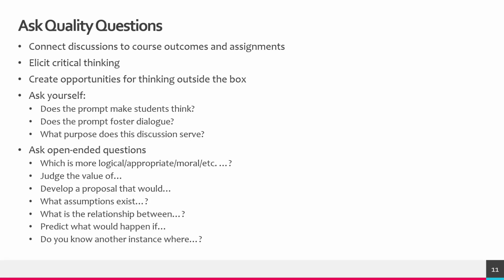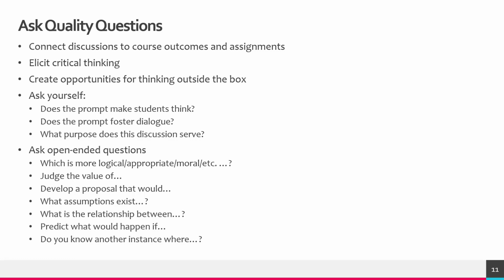But asking yourself a few questions about your discussion prompts can help you recognize whether it's going to elicit critical thinking, whether it's an open-ended question, and also what purpose it serves. So that is one question: what purpose does this discussion serve? If your answer is not anything related to the course outcomes, or trying to challenge students to think outside the box or apply the content to their own real experiences, maybe that discussion isn't really serving a purpose. Does the discussion prompt foster dialogue, or is it just an assignment? And does the prompt make students think?